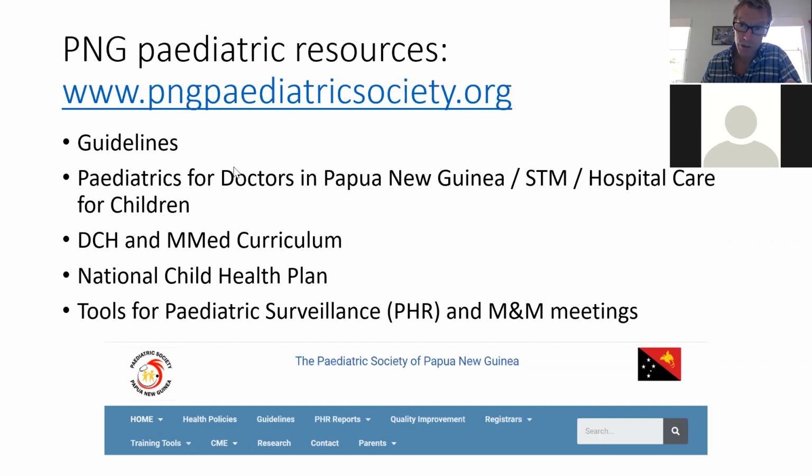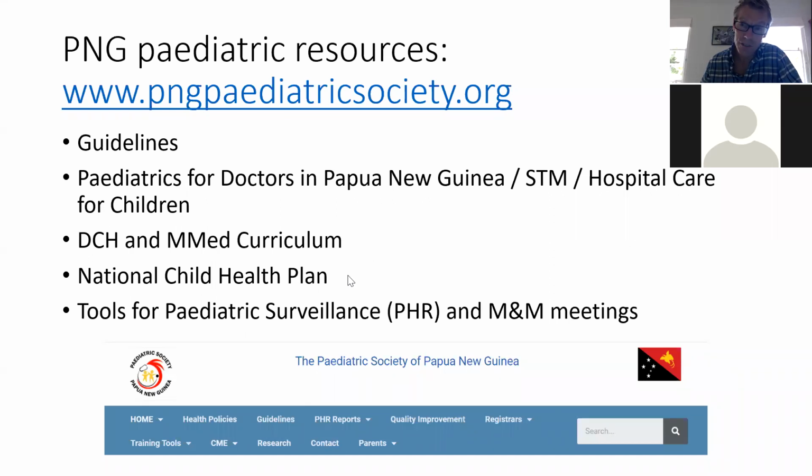because we put a lot of online resources there, a lot of guidelines, and there's also Pediatrics for Doctors in Papua New Guinea. That whole book is online, as well as the Standard Treatment Manual and Hospital Care for Children. The books are online there, and you can download them. As well, on the Paediatric Society website is the curriculum, the Diploma of Child Health and the Master of Medicine curriculum, and you can find that on the website.